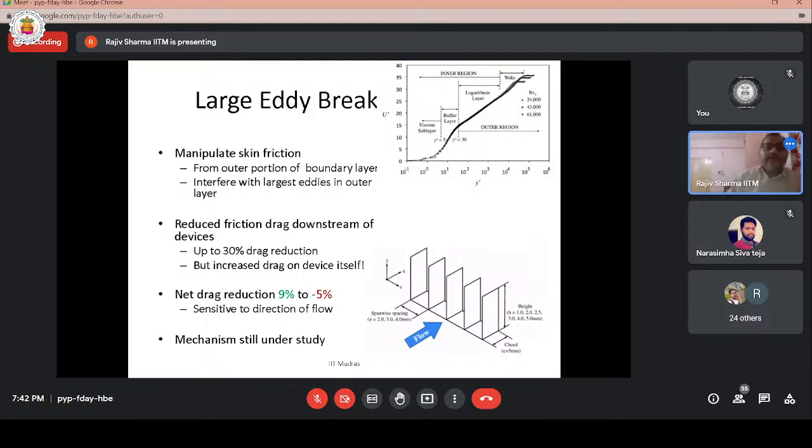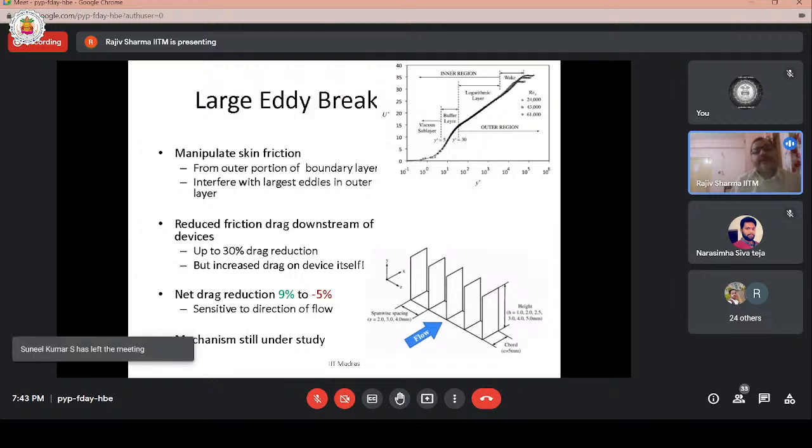When large eddies in the outer layer are broken, they will also reduce the frictional drag downstream. Up to 30% drag reduction has been reported, but there is a case of increased drag on the device itself. That means the devices will have increased drag. So the net reduction is around 9 to minus 5%.